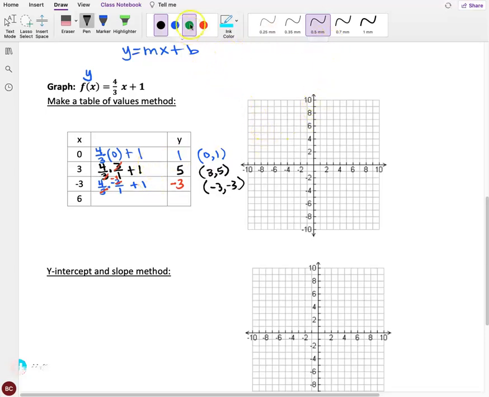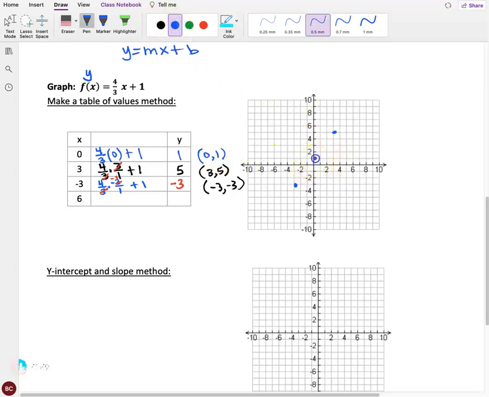So let's go ahead and graph these on here. Let me plot these points and see if we can tell what this line's going to look like. Over 0 down 1 is here. Over 3 up 5 is there. And over -3 down 3 is here. And then these should line up to be on... whoops, what did I do there? Did you see the mistake that I just made? Oops, let me erase that. That was supposed to be (0, +1), and I put it as (0, -1).